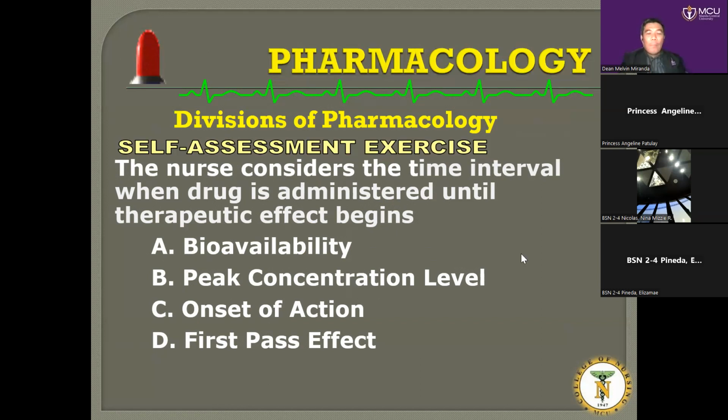Let us check. Bioavailability, we're considering the 100% effect of the drug. Peak concentration level, we are considering the maximum effect of the drug or level in the plasma. First pass effect, this is the liver metabolism of usually orally administered drugs. So the answer is obviously, we have the onset of action. Correct.